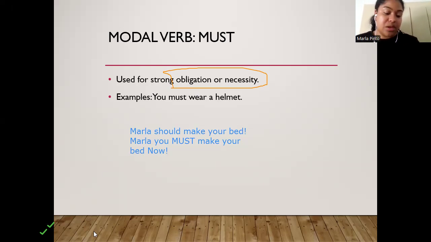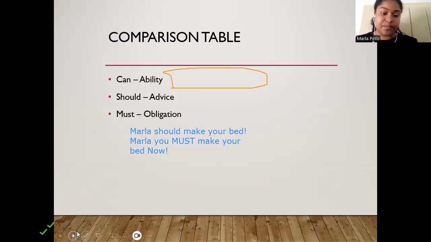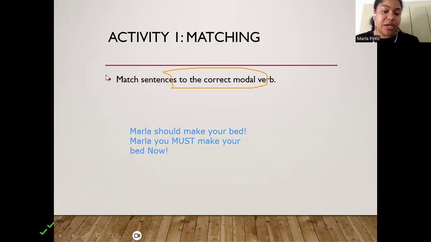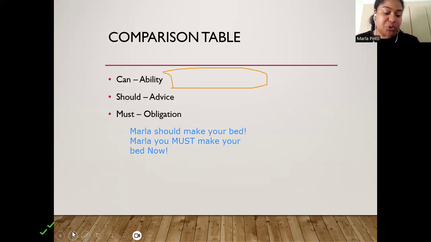Okay, next part, everybody. We got the comparison table. Now let's keep in mind and do a review. First, "can" is ability, "should" is advice, "must" is obligation. Take that in mind.